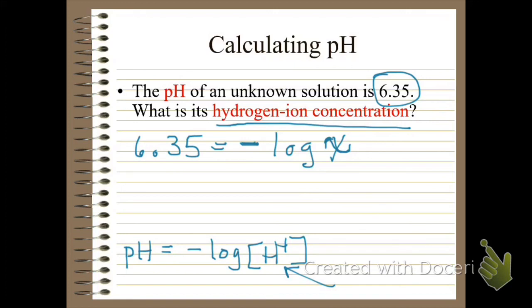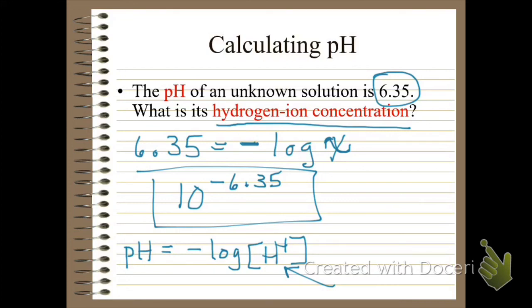So we want to use our calculator. We're really being asked to find what is 10 to the negative 6.35. That's what we're being asked to find on the calculator. So we're going to use the 10 to the x function. It's the second function above the log key. And when we put that in the calculator, we get a very, very small number.